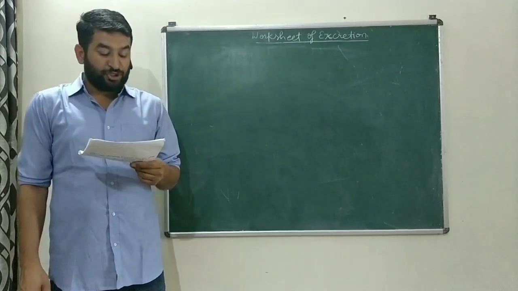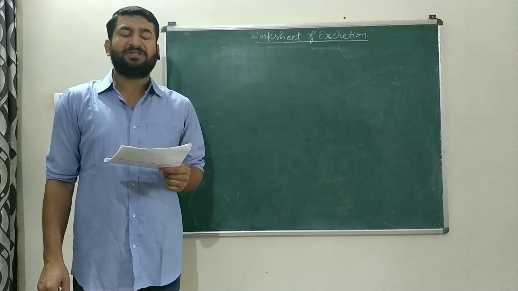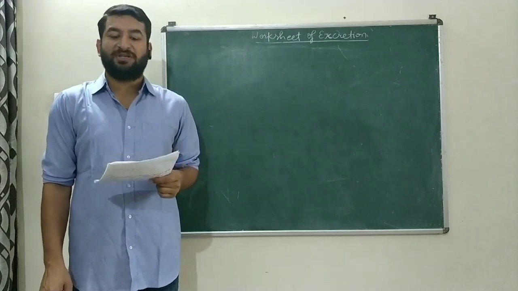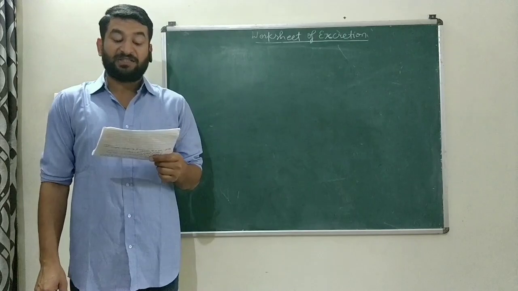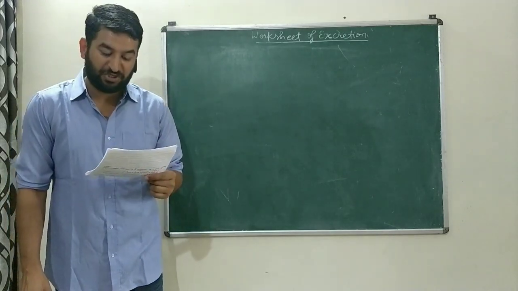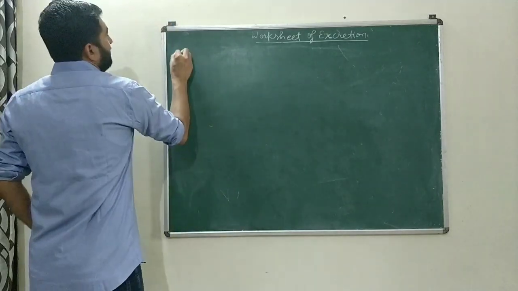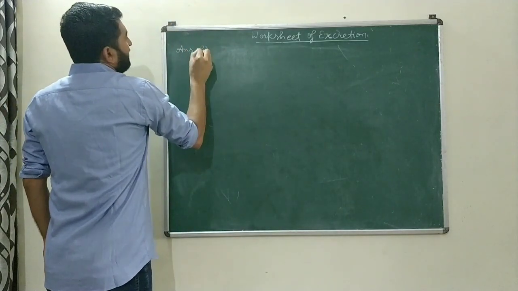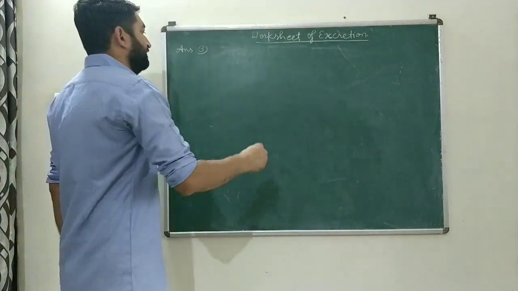Now we discuss question number 3 and 5 together. Question number 3 says, describe the structure and functioning of nephrons. And question number 5 says, describe the process of urine formation in the kidneys. We'll discuss it all together. First we'll discuss answer number 3, the structure and functioning of nephron.